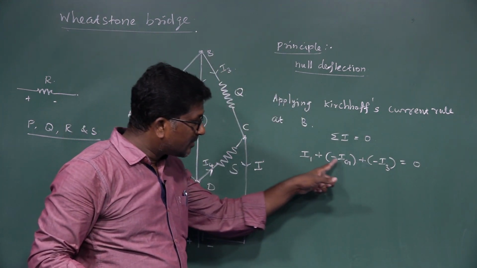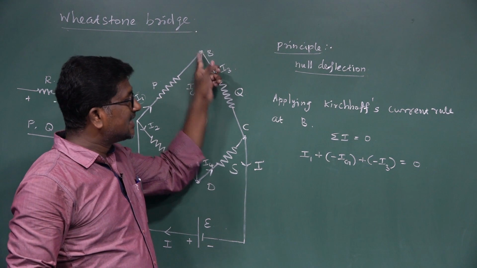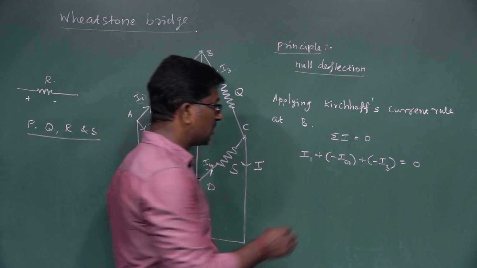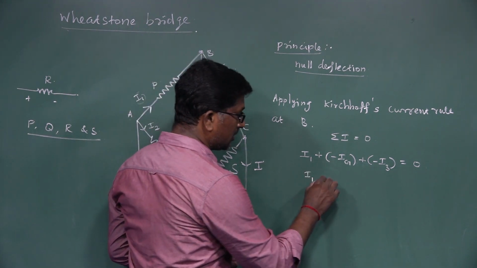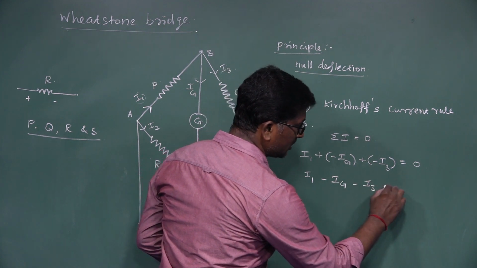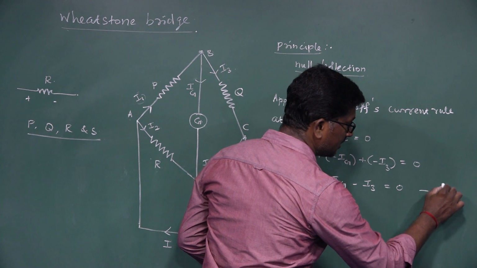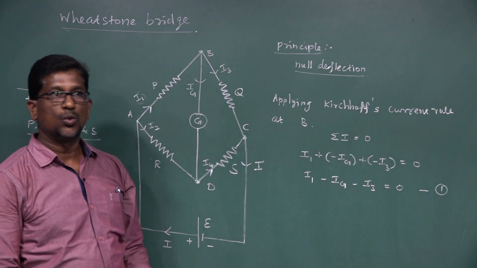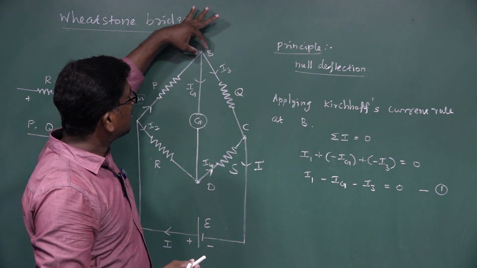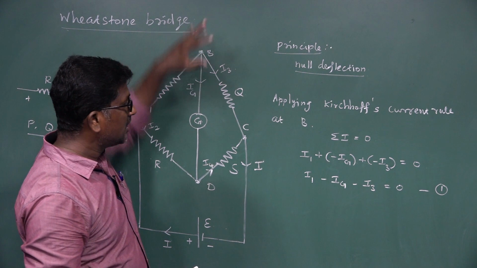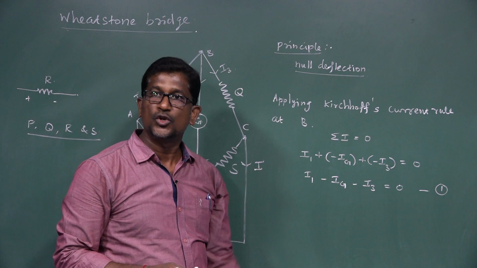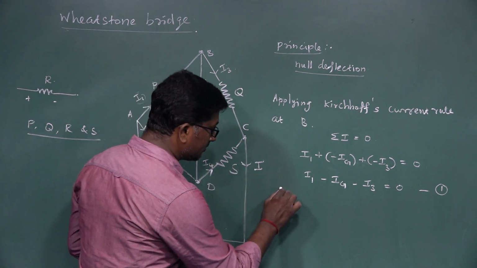The algebraic sum of the currents meeting at any junction is equal to 0. This is Kirchhoff's current rule. Or I1 minus IG minus I3 equals 0. This is taken as equation number 1. So Kirchhoff's current rule is applied at the junction B. After applying it at junction B, we get the first equation, that is I1 minus IG minus I3 equal to 0.